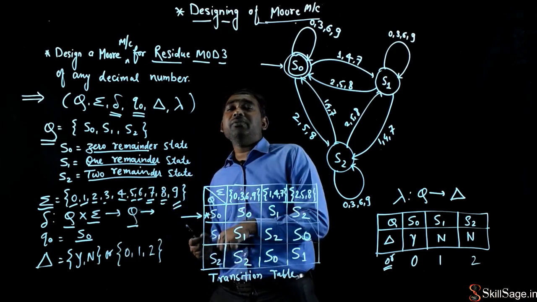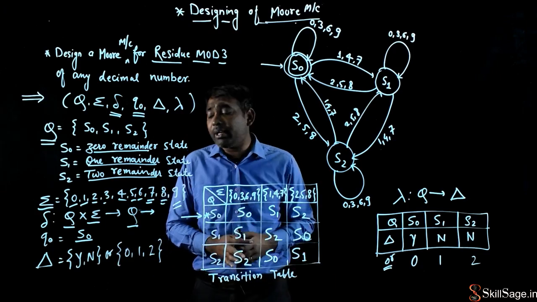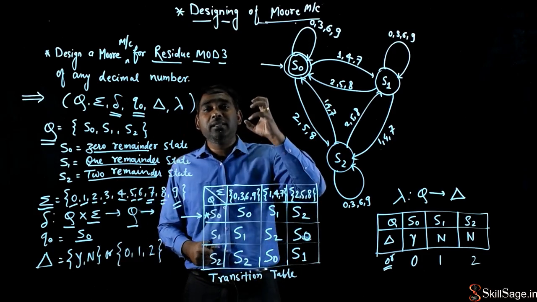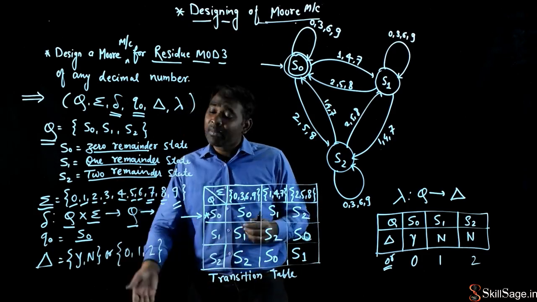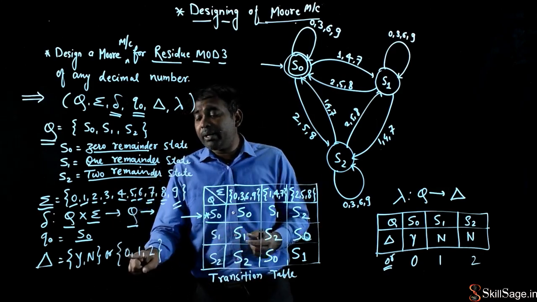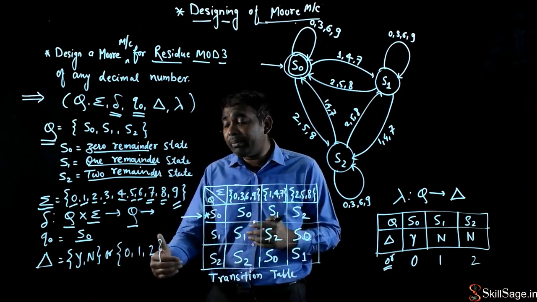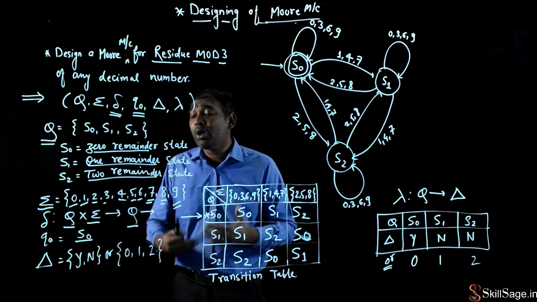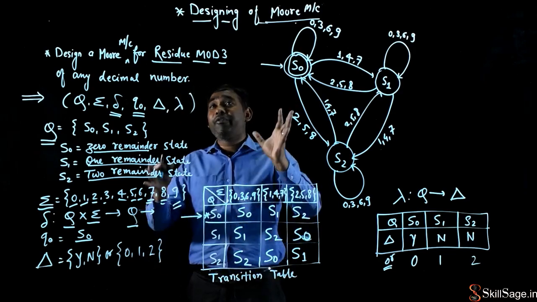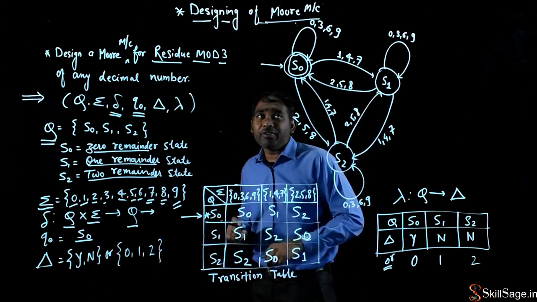If the number is perfectly divisible by 3, then the output equals Y, and if the number is not divisible by 3, then the output equals N. Or you can output the remainder. In that case, if the number is divided by 3 and you get a 0 remainder, then the output will be 0. If you get a 1 remainder, then the output will be 1. And if you get a 2 remainder, then the output will be 2. It depends on you how to design a Moore machine and what kind of output you want from it. The transition diagram and transition function will remain the same.